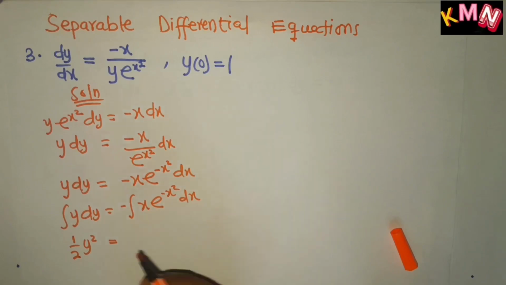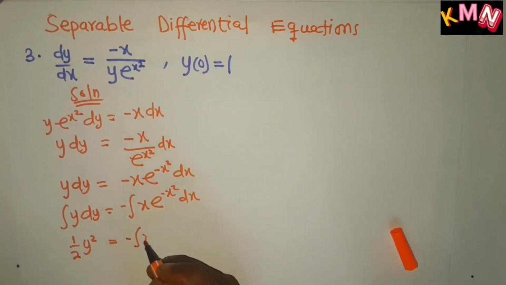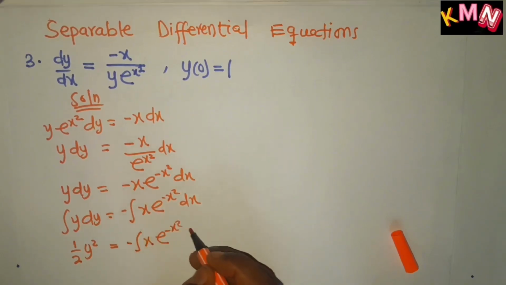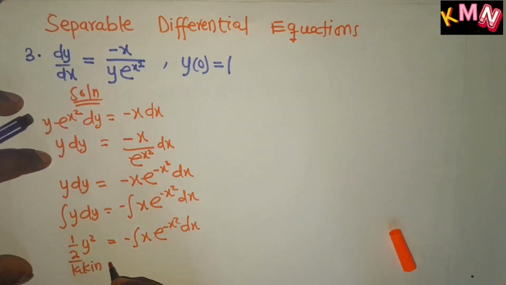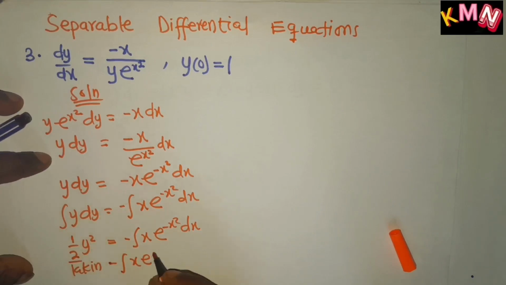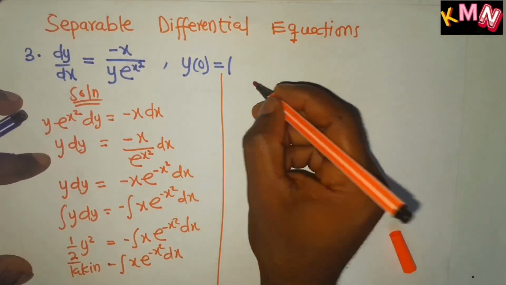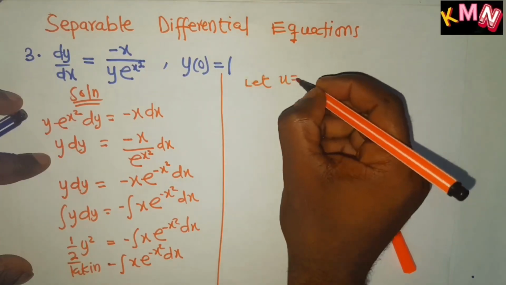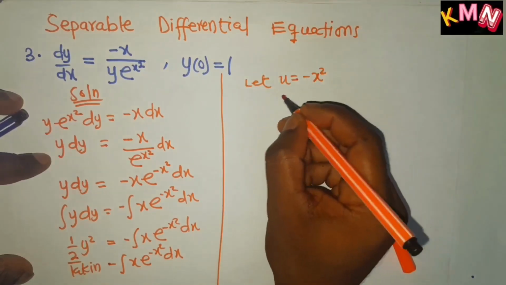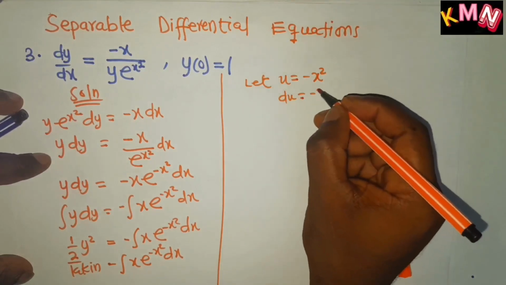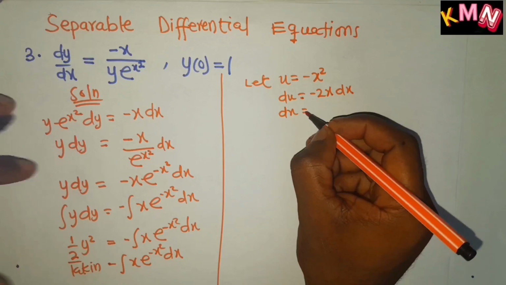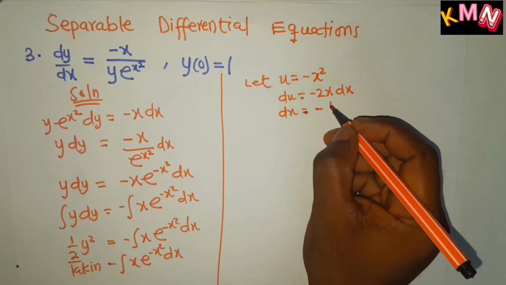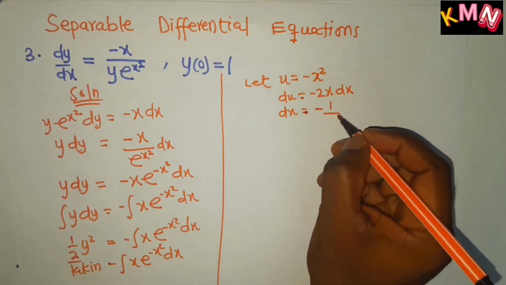So let's take that side. Well, first of all, let me write this. So we're taking, let our u be negative x squared. Our du is equal to negative 2x dx. Finding the dx, we are getting negative 1 on 2x du.